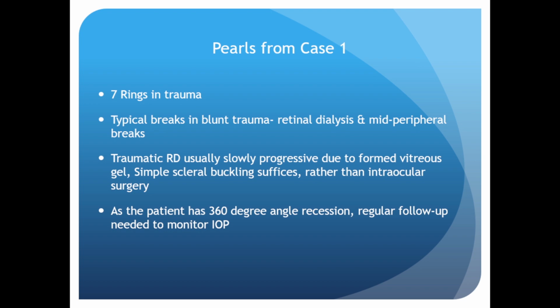So what we have learned in this particular case: basically in blunt trauma, the typical breaks are retinal dialysis or mid-peripheral breaks. Traumatic retinal detachment is usually slowly progressive because of the formed vitreous. A simple scleral buckle will suffice. You can just go for scleral buckling. As the patient has 360-degree angle recession also, there are more chances of developing IOP fluctuations. So we have kept the patient on regular follow-up for glaucoma evaluations.